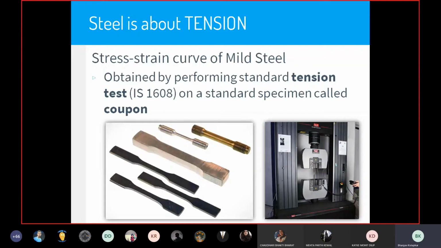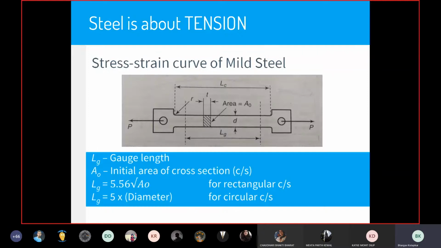If we look closely at how the coupon looks, this is just a conceptual sketch of that coupon. The circles that you see are the points where the clamps are connected, and they are the points of application of the load. Then the length LG that you see is called the gauge length. So this is the length over which we are going to make our observations.